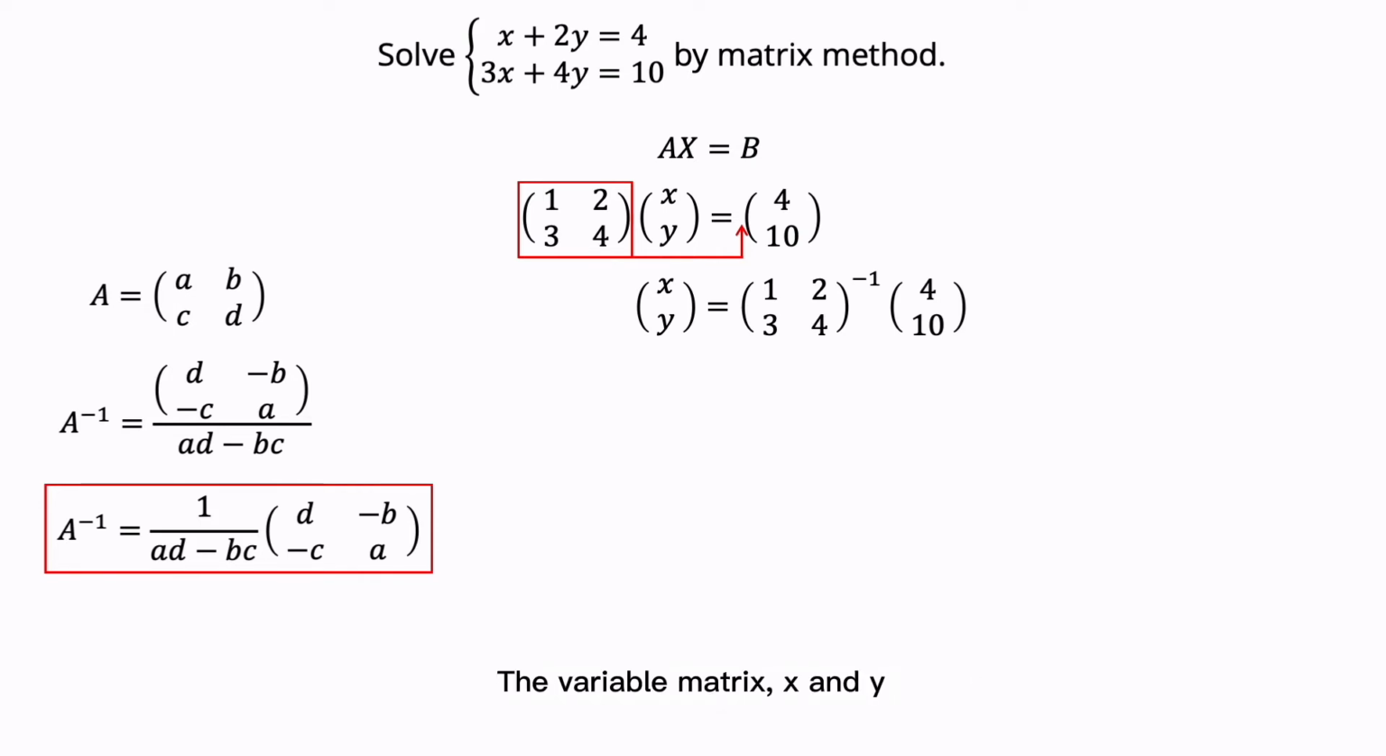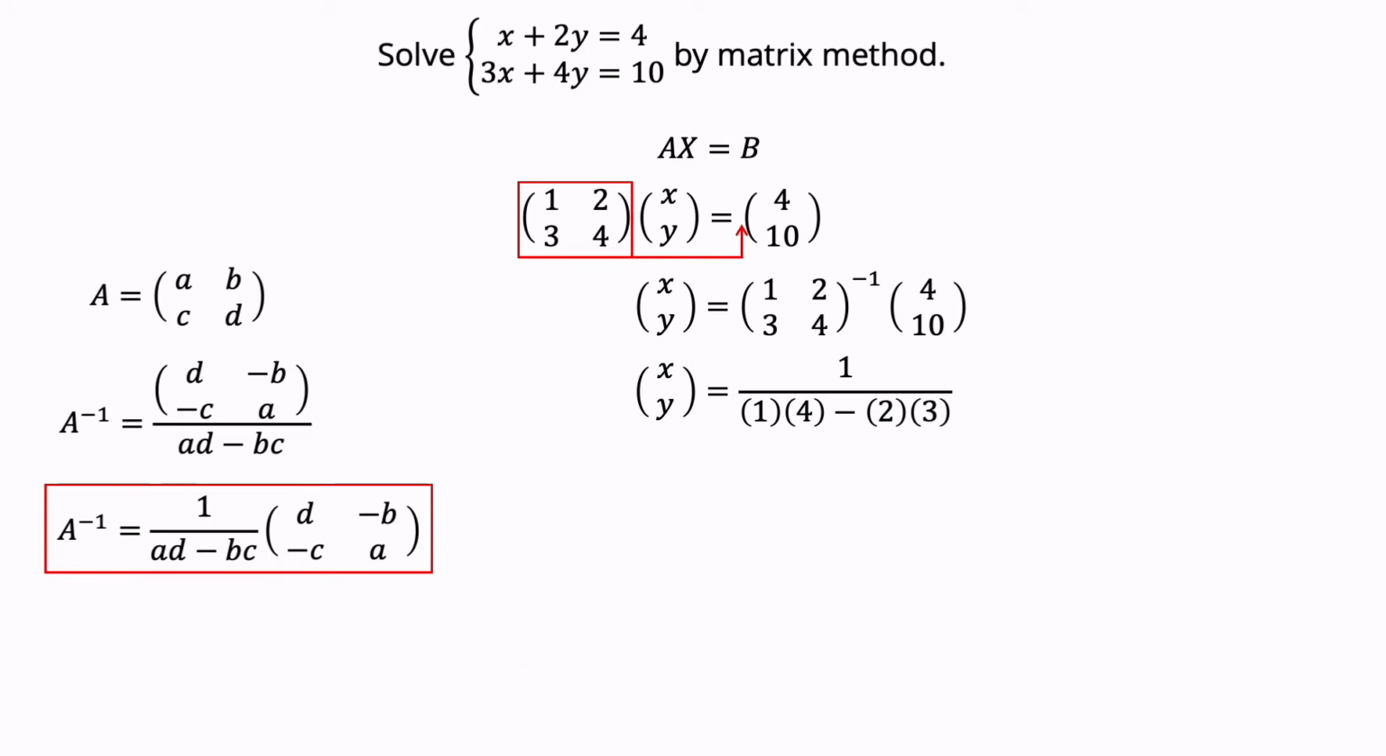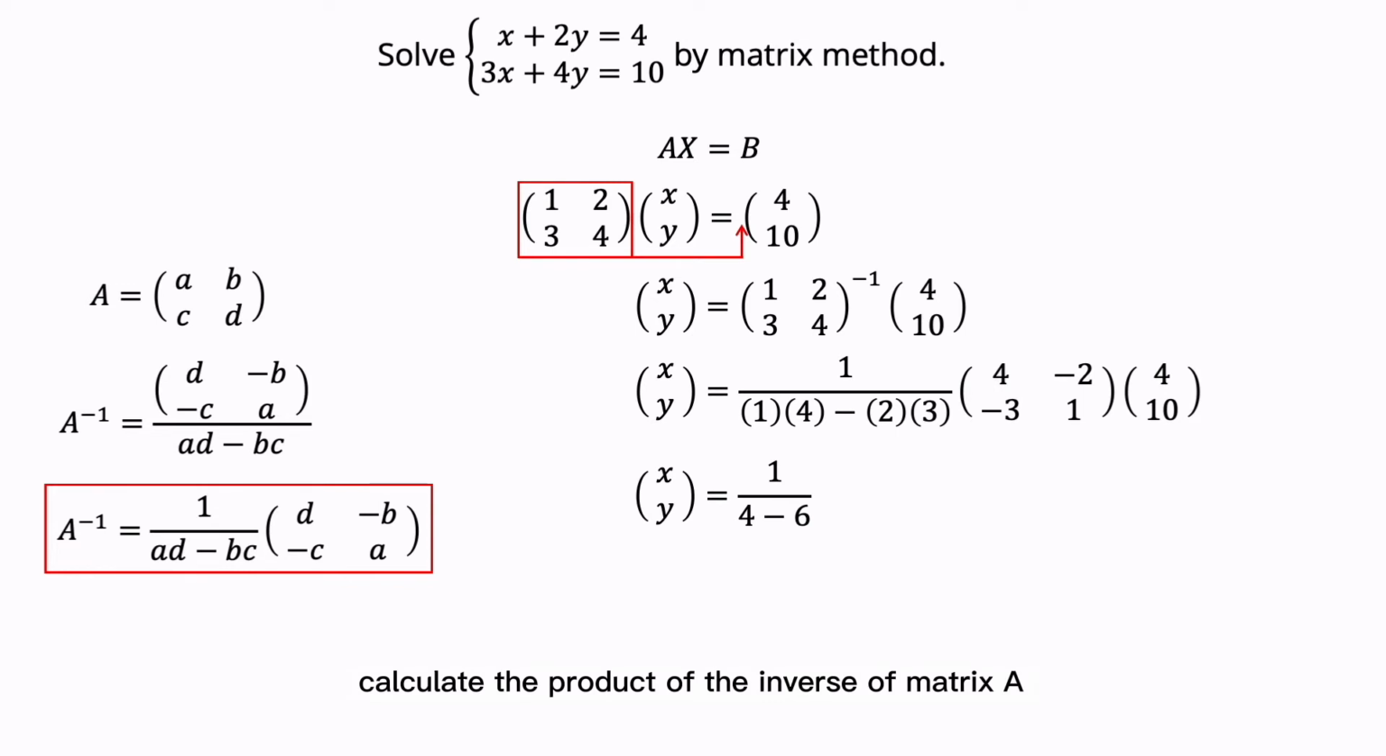The variable matrix x and y equals 1 over the determinant ad minus bc, which is 1 times 4 minus 2 times 3. Swap the elements in the main diagonal, 1 and 4, and put negatives in front of 2 and 3, minus 2 and minus 3, and the constant matrix. We have the determinant 4 minus 6, and calculate the product of the inverse of matrix A and matrix B.